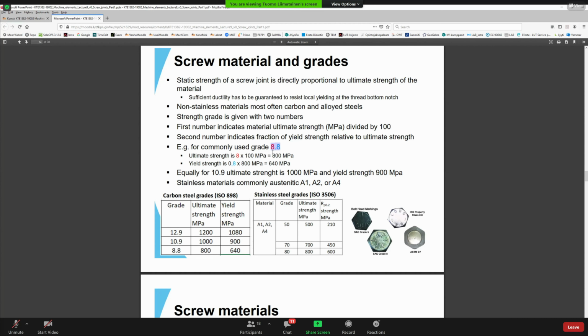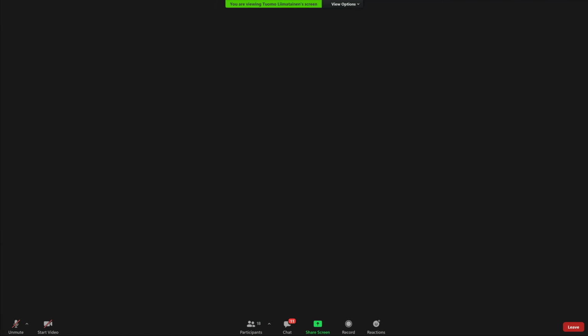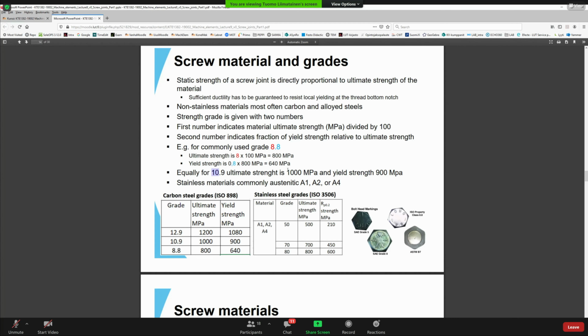So the ultimate strength being 8 times 100, 800, and then the yield is 0.8 times 800, which is 640. The same procedure applies for other bolt grades as well, like 10.9. Ultimate strength is 10 times 100 megapascals, equal to 1000 megapascals, and then the yield strength for the material is 0.9 times the 1000 megapascals.